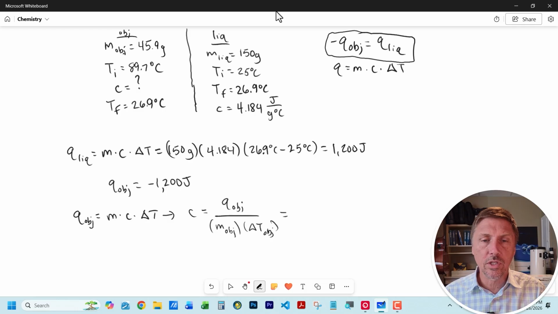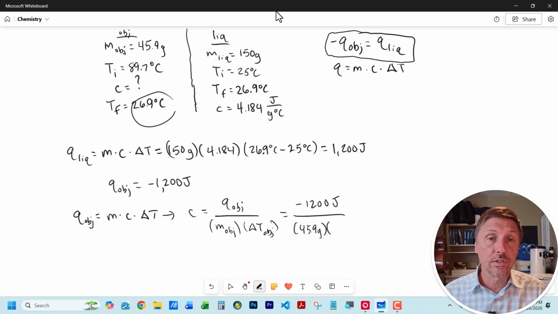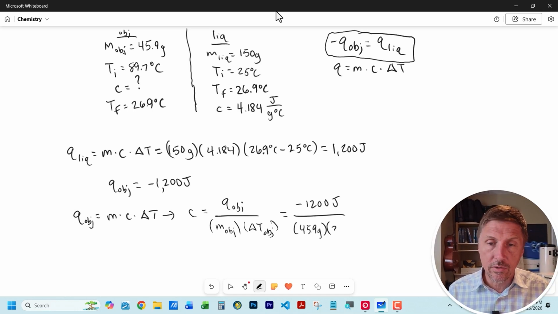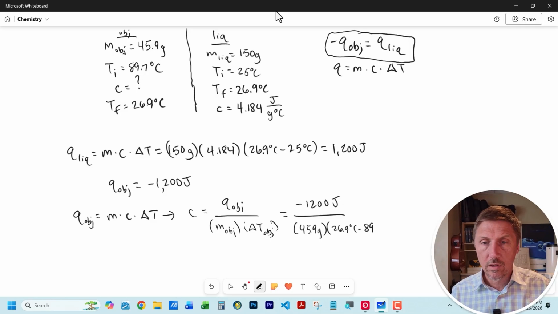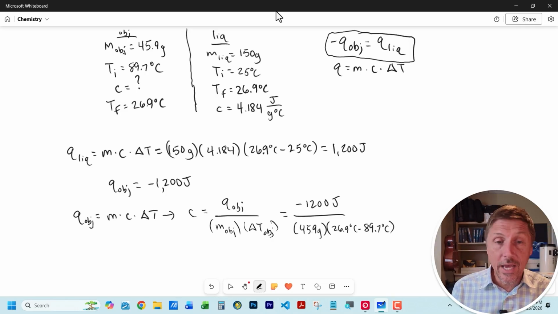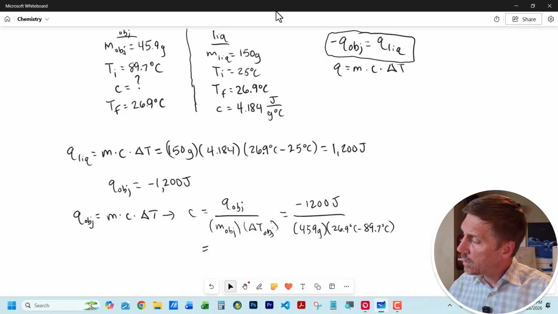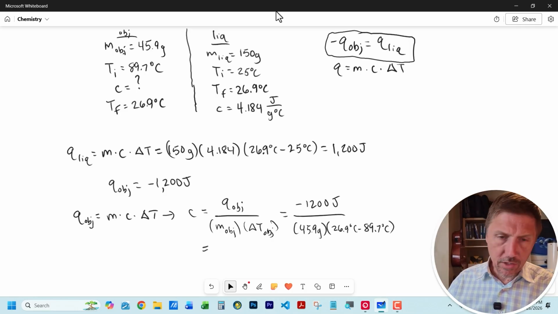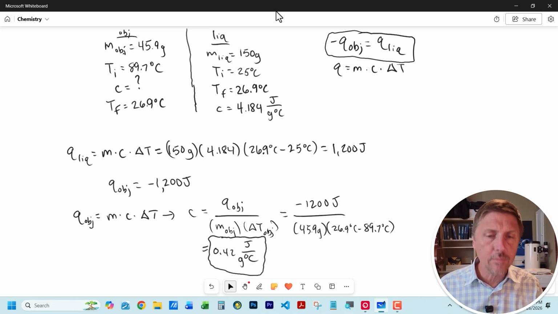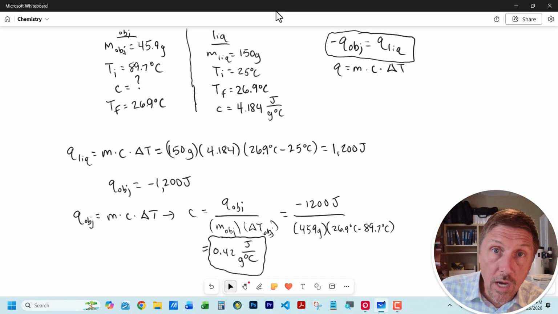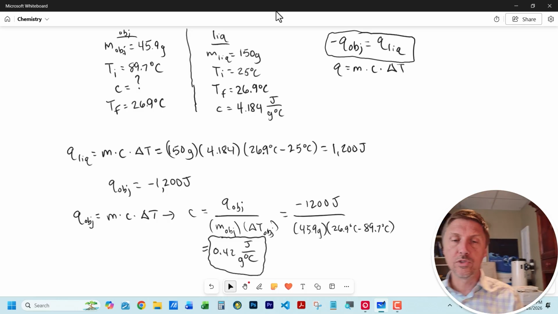And so we just plug those values in now. What's the Q of the object? Negative 1,200 joules. What is the mass of the object? They told us it was 45.9 grams. And what's the change in T of the object? Well, the object had a final temperature of 26.9 degrees Celsius. That's our final, minus what it started off as, which was 89.7 degrees Celsius. And so that's going to give us a negative change in temperature value. And when we plug all of those into our calculator, we get a value of 0.42 joules per gram degrees C. We get that as our specific heat capacity for our object that was of unknown composition, right? 0.42 joules per gram degrees C.